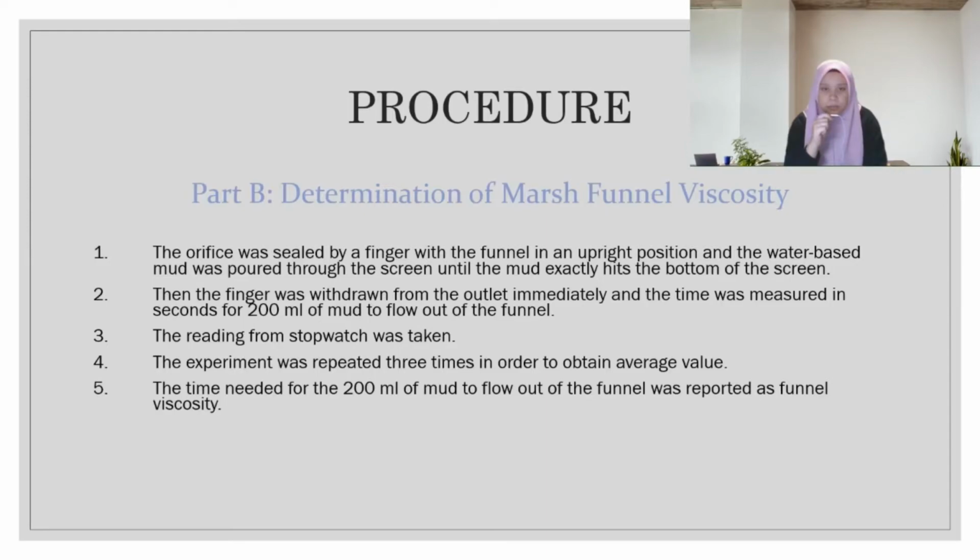Part B, determination of Marsh funnel viscosity. First, the orifice was sealed by a finger with the funnel in an upright position, and the water-based mud was poured to the screen until the mud exactly hits the bottom of the screen. Then the finger was withdrawn from the outlet immediately, and the time was measured in seconds for 200 ml of mud to flow out of the funnel. The reading from the stopwatch was taken. The experiment was repeated 3 times in order to obtain an average value, and the time needed for 200 ml of mud to flow out of the funnel was reported as funnel viscosity.